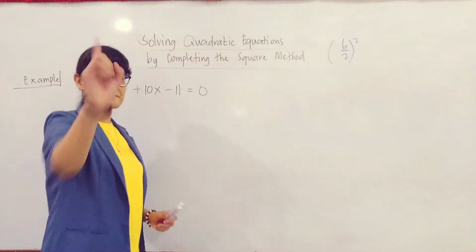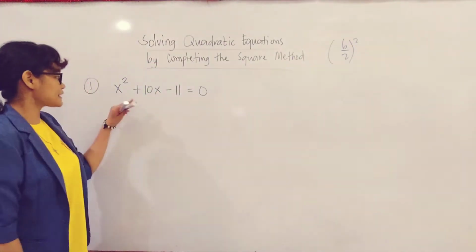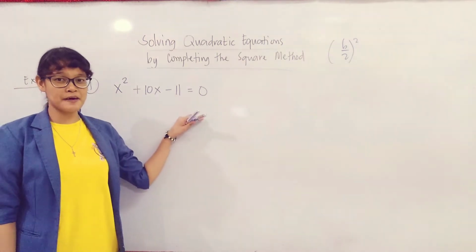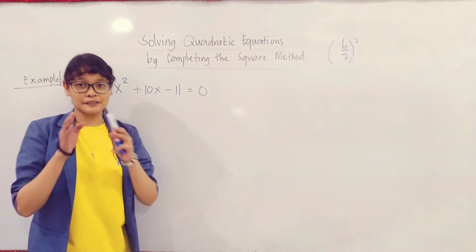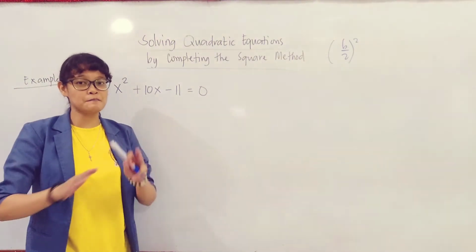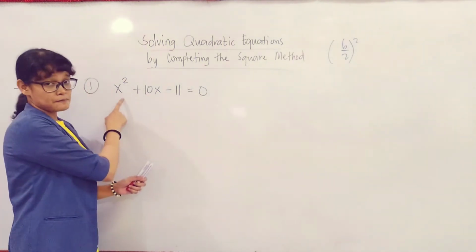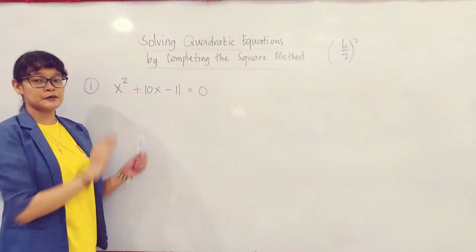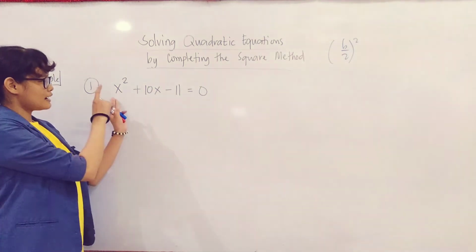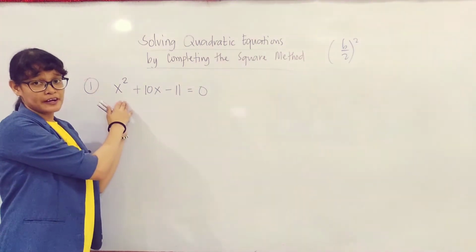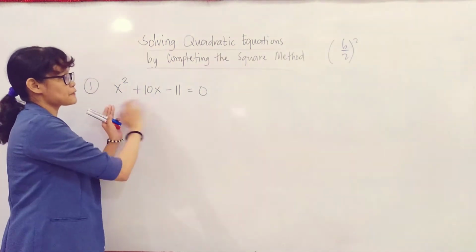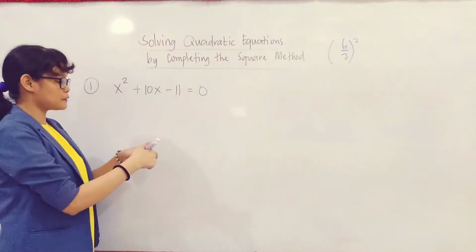Alright, so let's have our first example. You have x squared plus 10x minus 11 equal to 0. And so step by step natin itong gagawin, slowly but surely. Alright, so follow. First step, dapat yung coefficient ng inyong first term ay positive 1 at nasa standard form dapat yan.